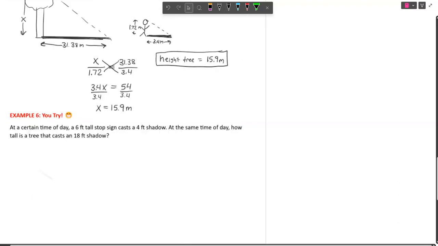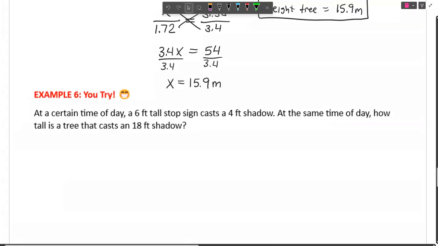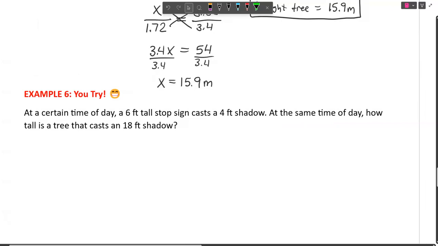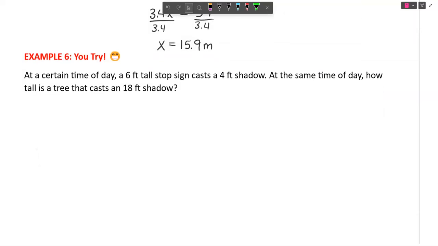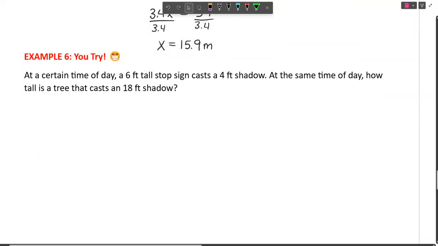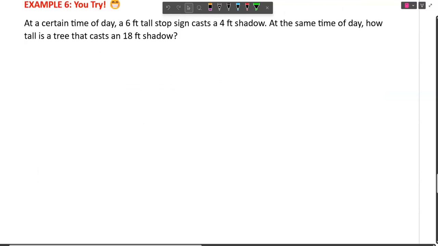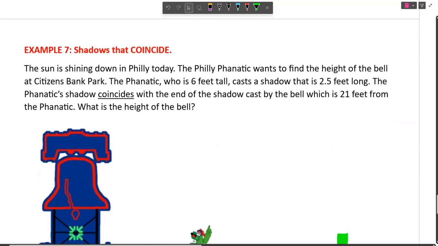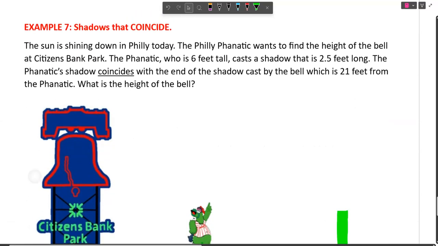So there's one problem for you to try, example number 6. And this is a similar question about finding the height of a stop sign and the shadow. We want to then compare that with a tree casting a shadow. So I'll leave that for you to do after the video. We have one last example that we're going to take a look at on the next page. And this one is a little bit trickier. So I want to read the question first, and then I want to visualize it for you.